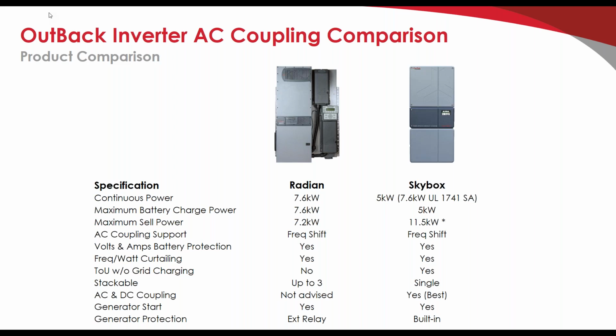Generator start, both inverters can do that. And then finally, the Radian protects your generator by having an external relay, whereas the SkyBox relays are all built in.